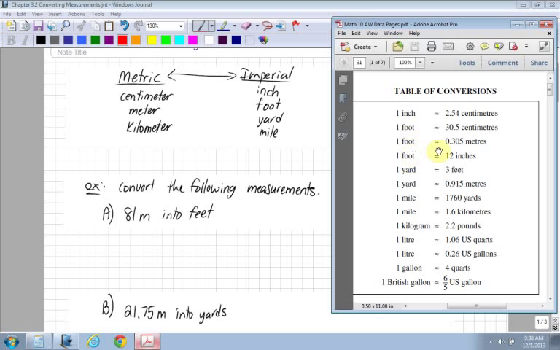I look for the conversion from meters and feet. Well, I see feet here. Oh, and then meters. So it's the second or third one down here. I have 1 foot equals, that means approximately 0.305 meters.